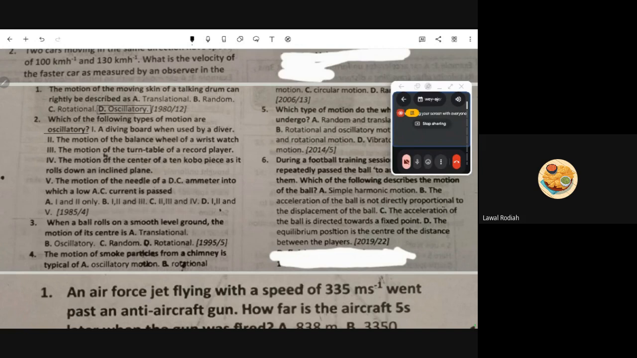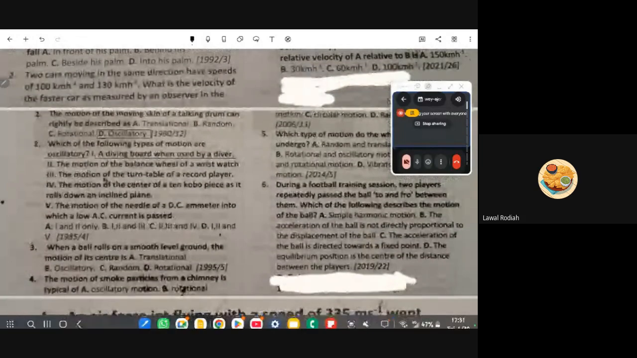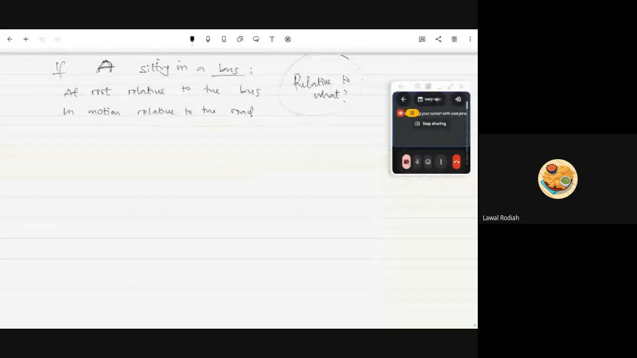Now, we are going to talk about oscillatory motion here. Now, a diving board, when used by a diver. Let's come here and quickly look at what a diving board is. What's a diving board? Who has seen one? Okay, let's come here.